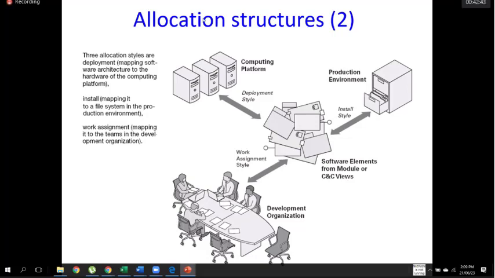So allocation structure, as the name implies, is the allocation of your software modules onto hardware, and the allocation of your software modules to the human resources for the development, right? Then one more to be considered, that is implementation.